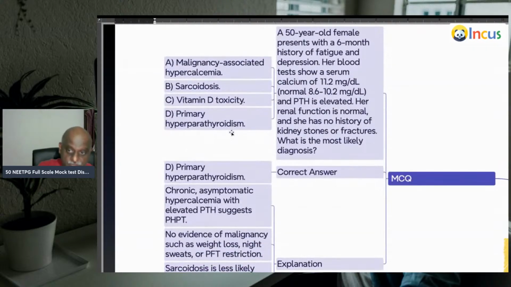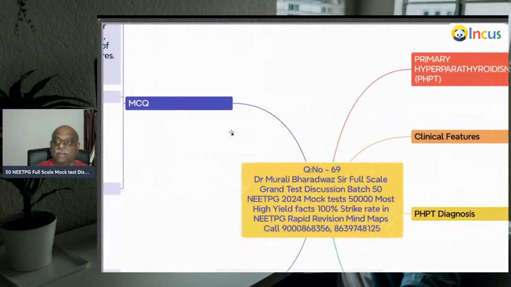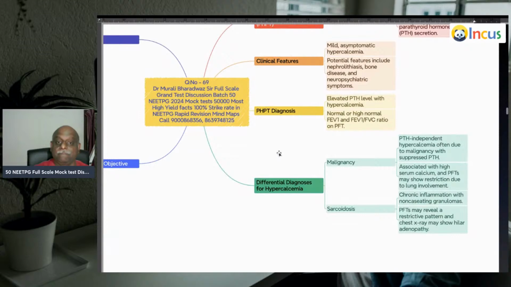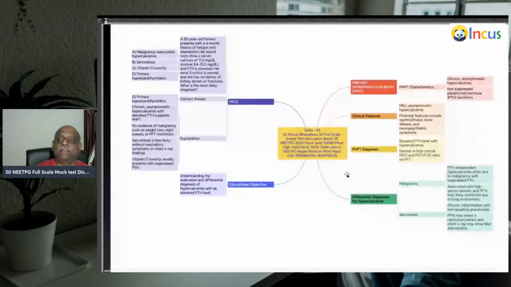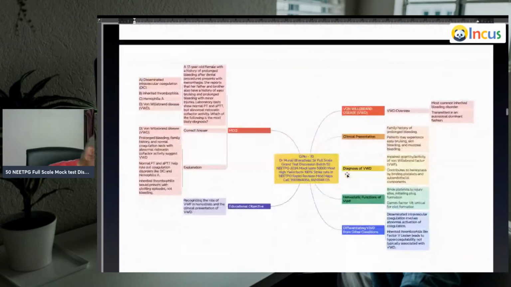A 50-year-old with 6-month history of fatigue, depression. Her blood test shows a serum calcium of 11.2. No history of kidney stones or fractures. Any chronic asymptomatic hypercalcemia with elevated PTH, only think about primary hyperparathyroidism. So you should know very well the differential diagnosis for primary hyperparathyroidism and how to differentiate. Everything I leave to you in one mind map for you to do the revision, doctor.